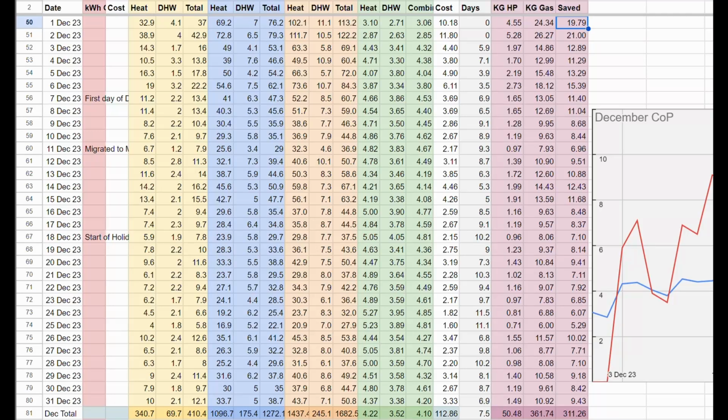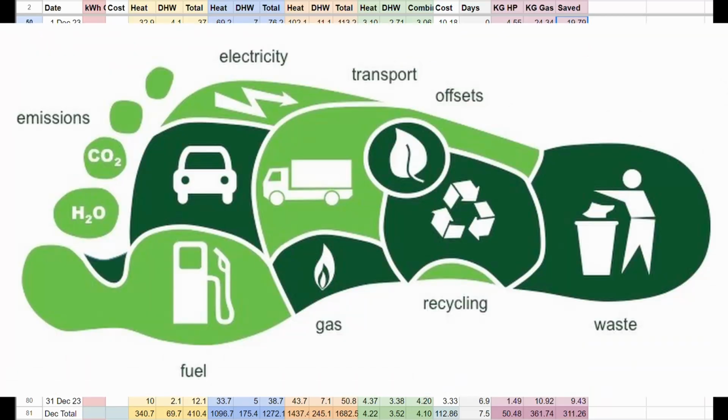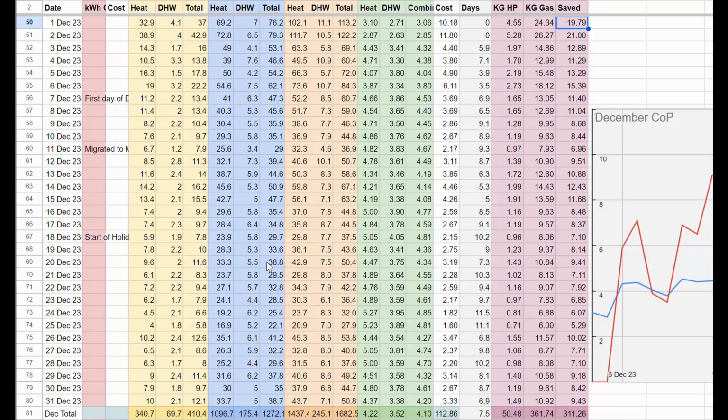In the comments of my last video, someone mentioned that the financial cost is all well and good, but are these heat pumps really environmentally friendly? Are they really saving us in our carbon footprint? So if you haven't seen that video, I suggest you go back. It will run you through my financials and highlight exactly what system I've got.